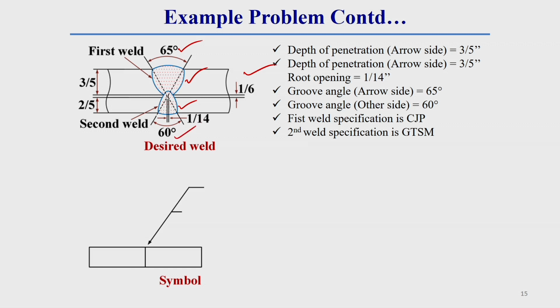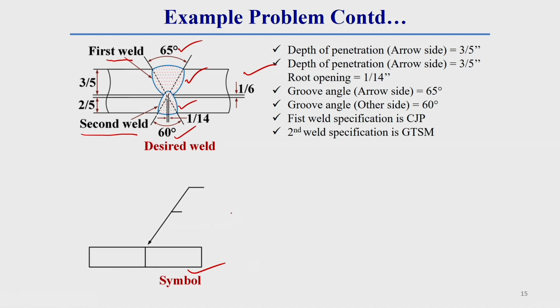Let the first operation be done at the top side, so this first weld is given, and the second operation is done at the bottom side. After that, the bottom side second operation is done. Here the root opening is also given. So, how do we draw the welding symbol in this case?